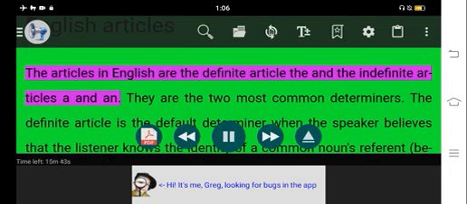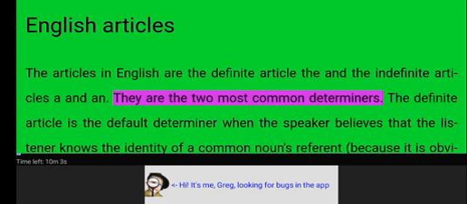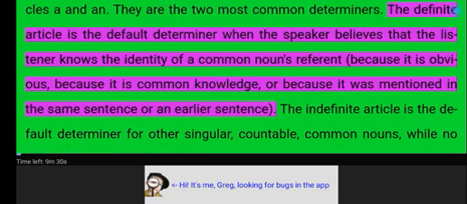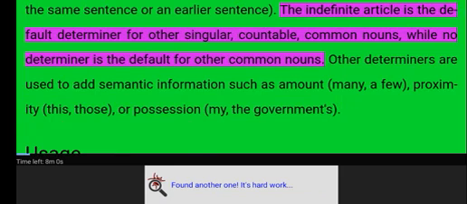English articles. The articles in English are the definite article "the" and the indefinite articles "a" and "an." They are the two most common determiners. The definite article is the default determiner when the speaker believes that the listener knows the identity of a common noun's referent, because it is obvious, because it is common knowledge, or because it was mentioned in the same sentence or an earlier sentence. The indefinite article is the default determiner for other singular, countable, common nouns, while no determiner is the default for other common nouns.